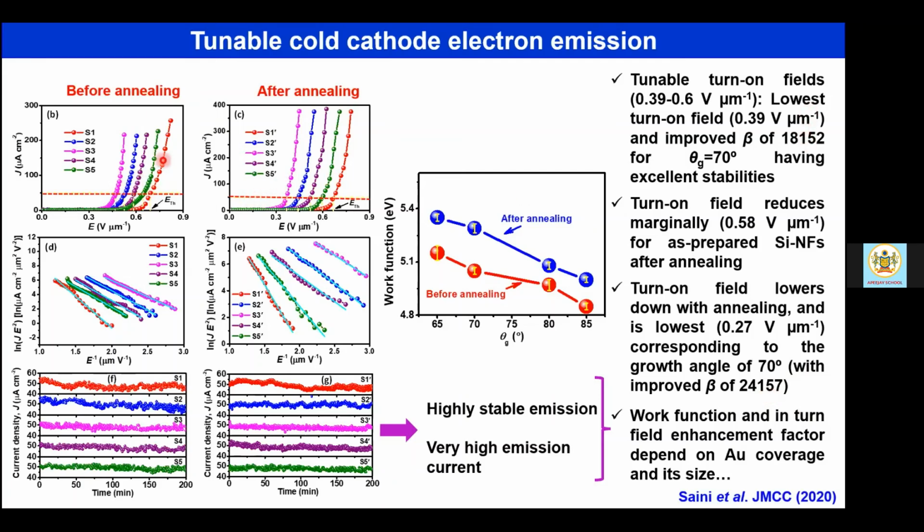18,152 was before annealing. Oh, I'm sorry. After annealing, we could actually reduce it further to 0.27 volt per micron. Amazing. This is the lowest ever reported till then. And Dr. Saini and we together published this paper very recently, a few months ago, in Journal of Materials Chemistry C. So very fascinating results and realization.